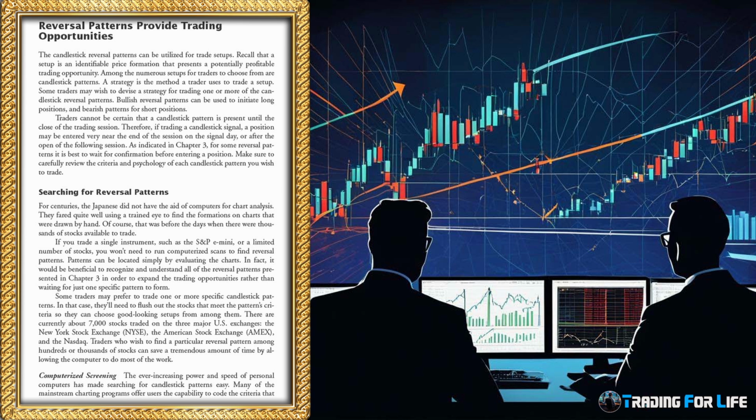Searching for reversal patterns. For centuries, the Japanese did not have the aid of computers for chart analysis. They fared quite well using a trained eye to find the formations on charts that were drawn by hand. Of course, that was before the days when there were thousands of stocks available to trade. If you trade a single instrument, such as the S&P Mini, or a limited number of stocks, you won't need to run computerized scans to find reversal patterns. Patterns can be located simply by evaluating the charts.